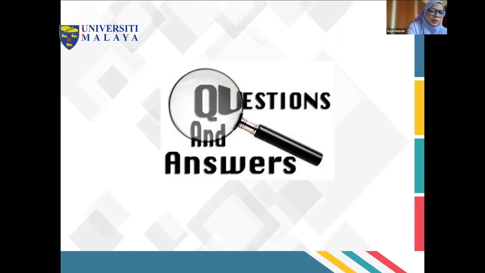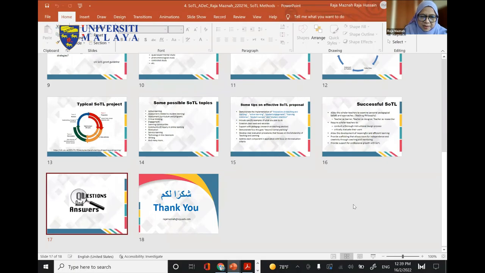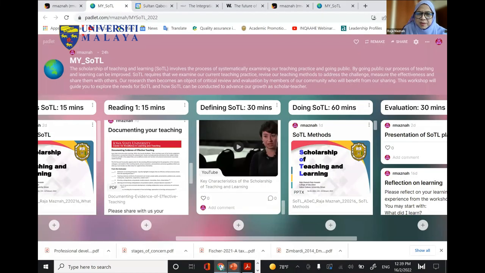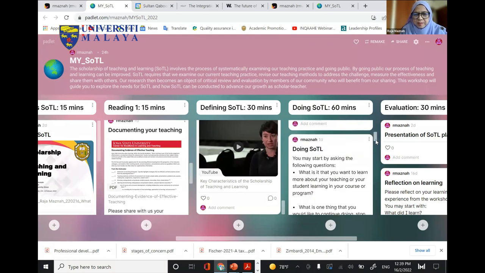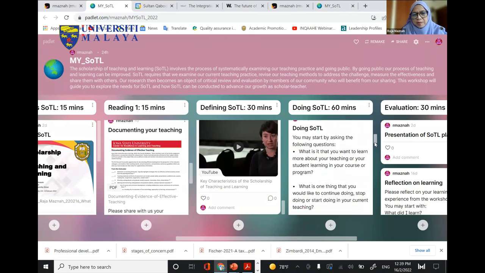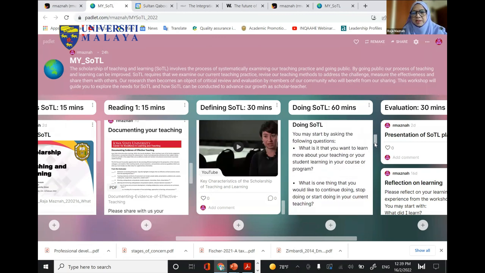Okay, so we are going back to the Padlet. This is where you are going to do your SoTL work. You may do this as a group, or you may do this individually. As I said here, you may start by asking the question, what is it that you want to learn more about your teaching? It's good to pen this down and to share it with someone else.